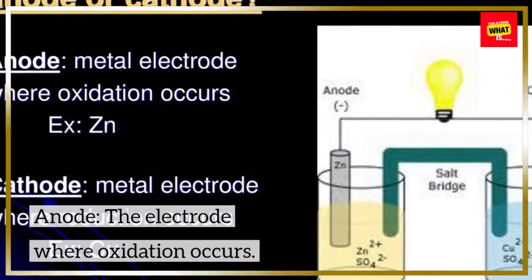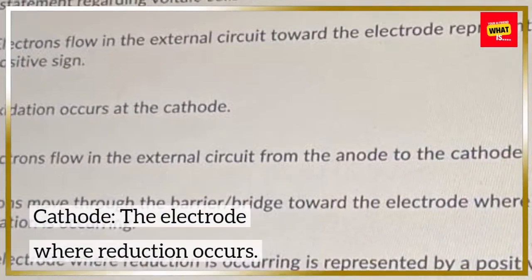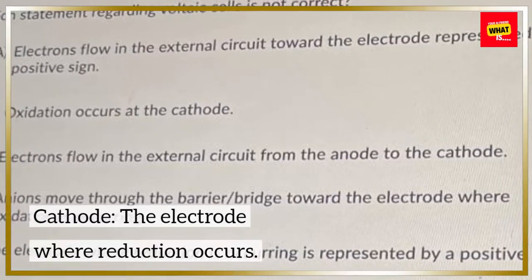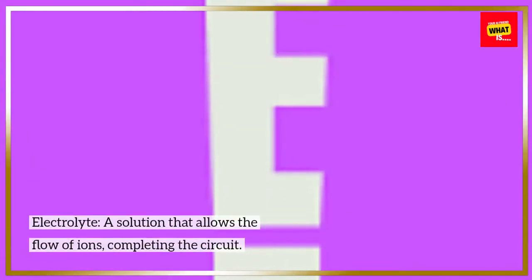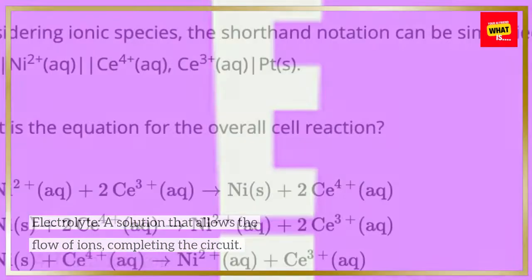3. Components of an electrochemical cell. Anode. The electrode where oxidation occurs. Cathode. The electrode where reduction occurs. Electrolyte. A solution that allows the flow of ions, completing the circuit.